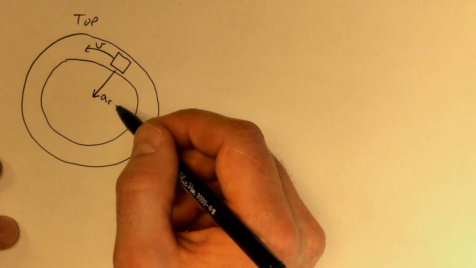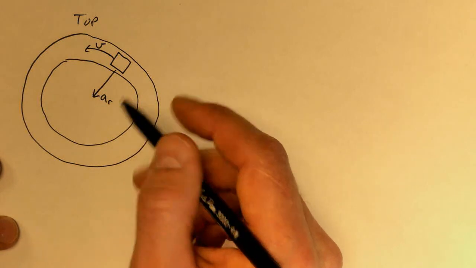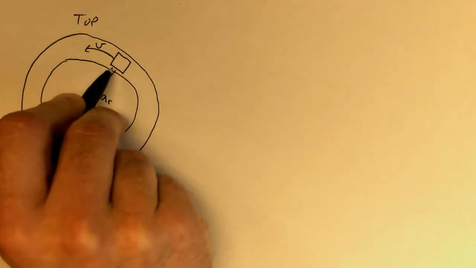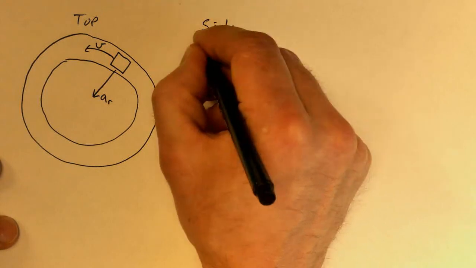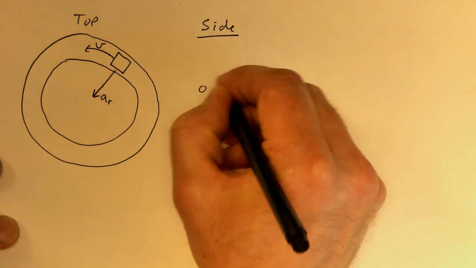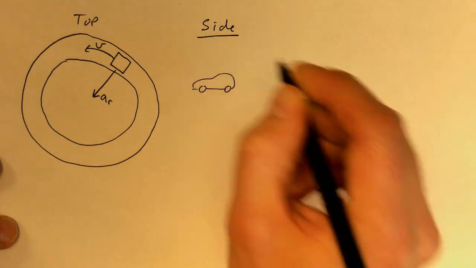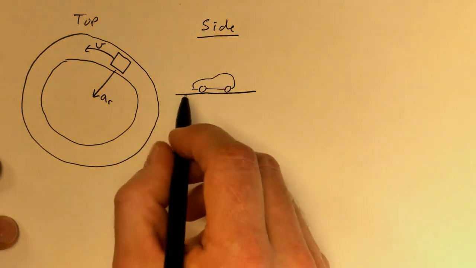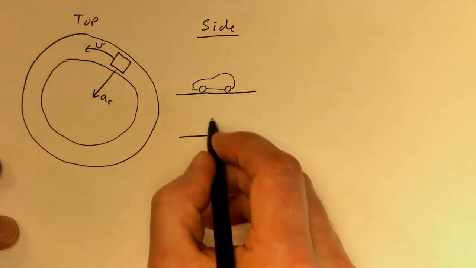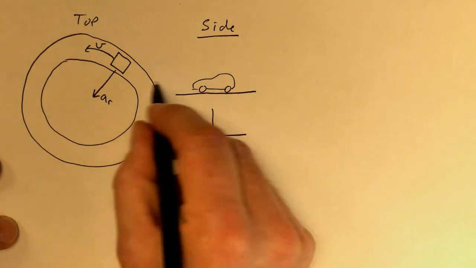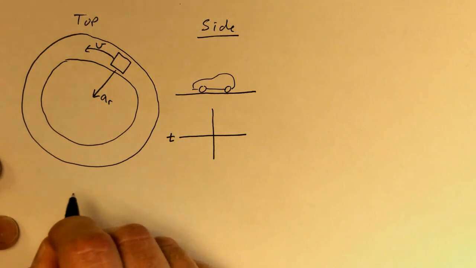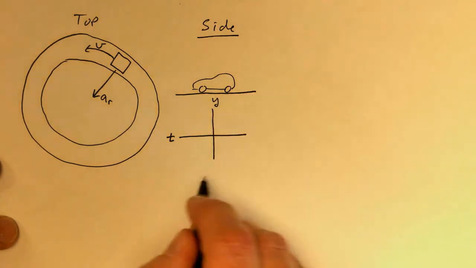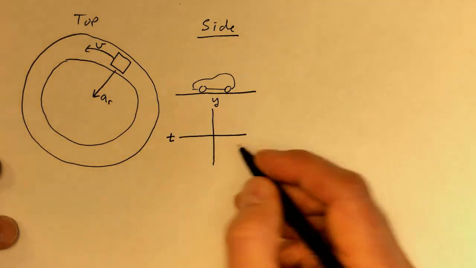So sometimes it's nice to draw this from a side view. If I'm standing in the center looking at the car, I'd have a side view, and I'd see this car. Here's my car on the road, and looking at it from the side, I can choose a horizontal and vertical coordinate system. Since the car is moving this way, I'm going to choose the tangential coordinate to be positive to the left, and my y coordinate positive up.